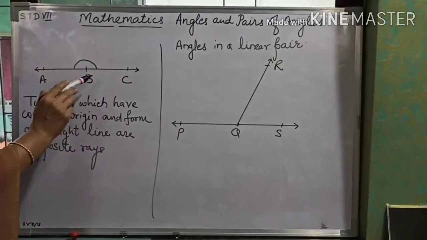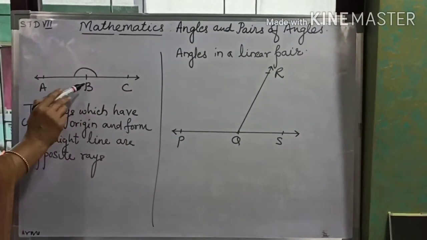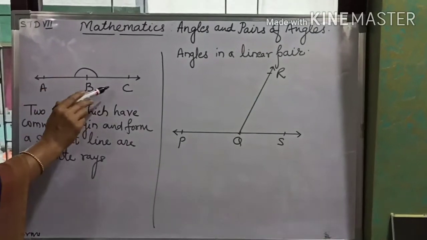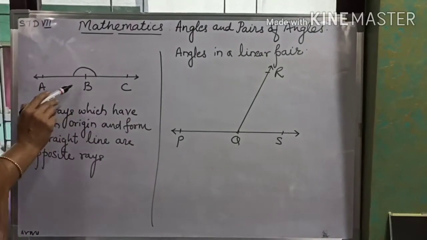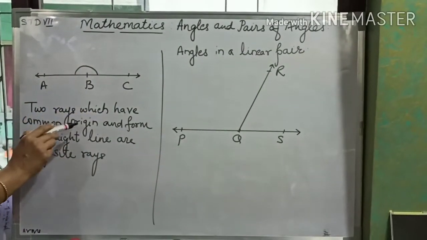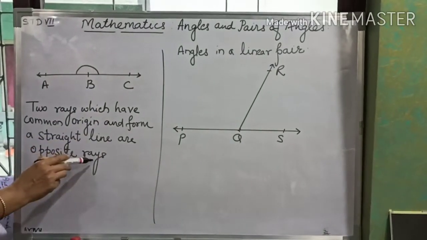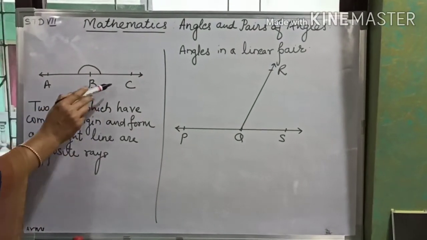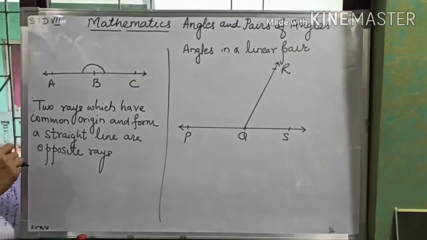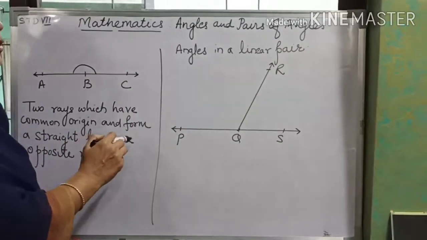Ray BC and ray BA are the arms of angle CBA and form a straight angle, and also they form a straight line. The two rays which have common origin and form a straight line are opposite rays. Here ray BC and ray BA are opposite rays. Now let us move to the next point, angles in a linear pair.